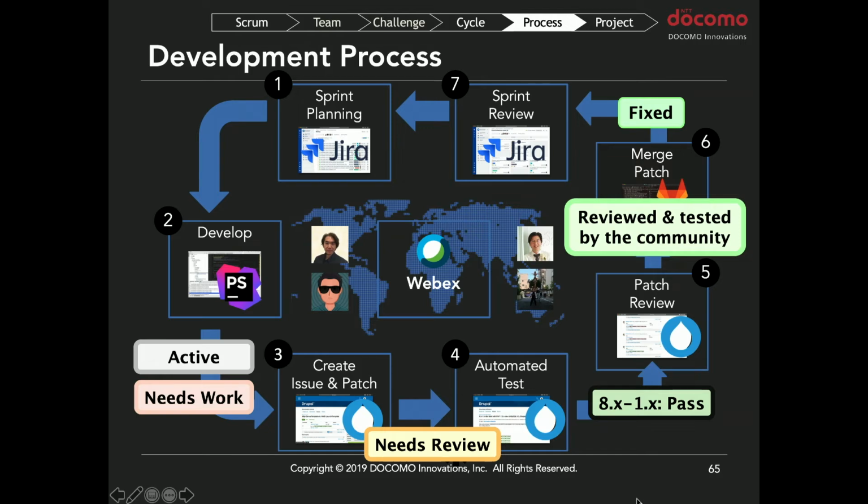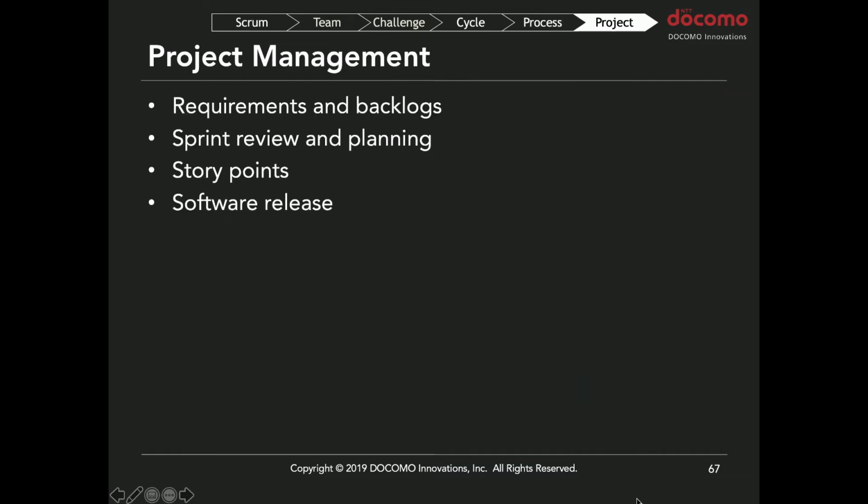Once we establish this kind of process as our culture, then it's very easy to manage this kind of project. So I talked about the requirements, backlog, and sprint review and planning. And then in Jira, we have the story point and the software release. So let me switch to the browser.